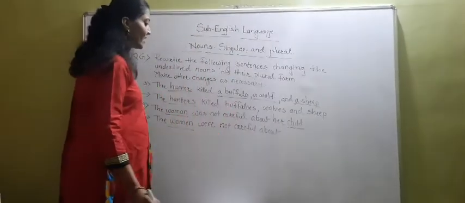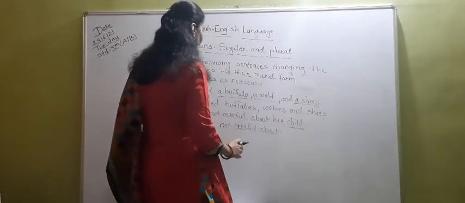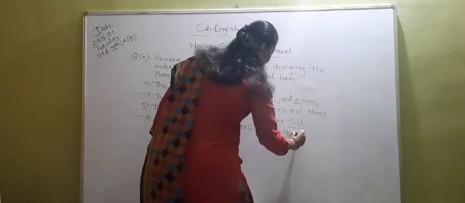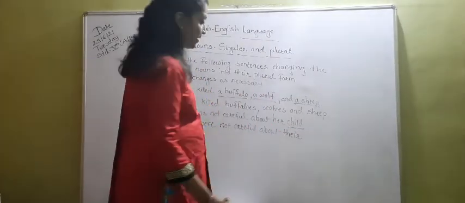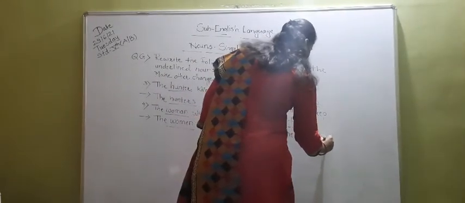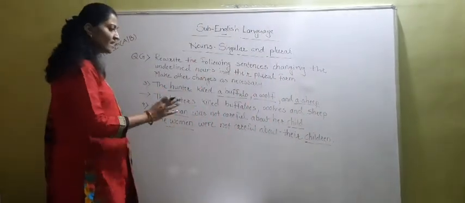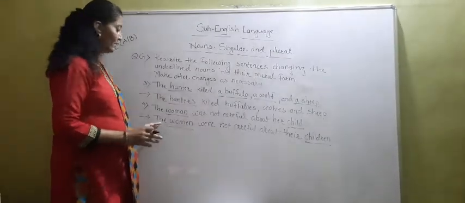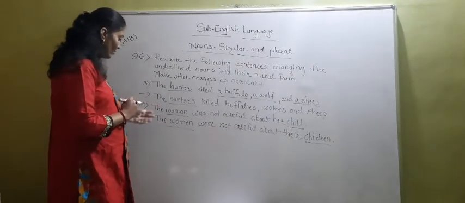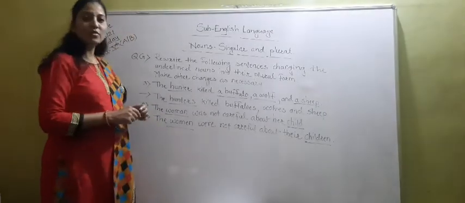Now look carefully at about her child. The women were not careful about. We have to write here their, and child will become children. Okay, so like this we have made the necessary changes according to the plural subject. Okay, so up to this you have understood. Up to this, have you understood, students?